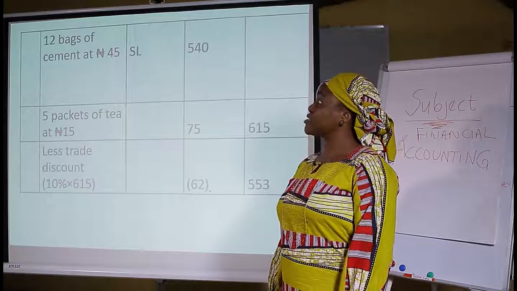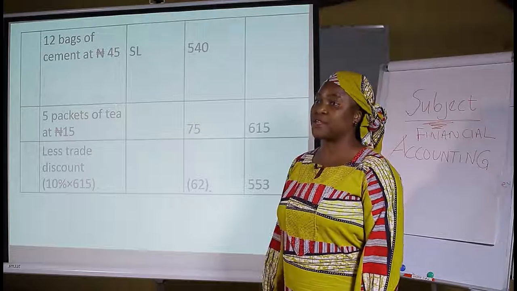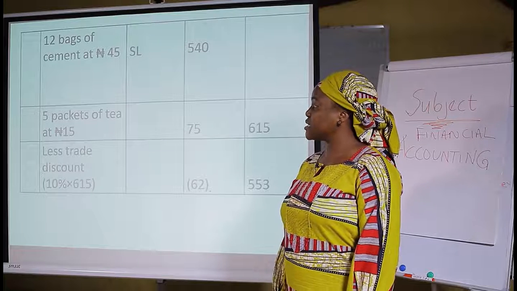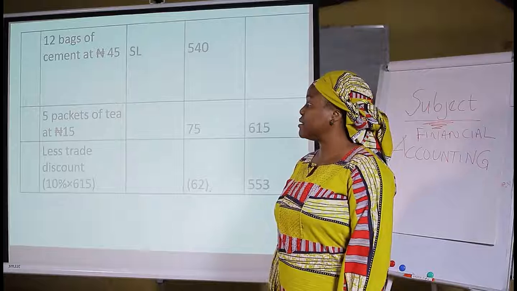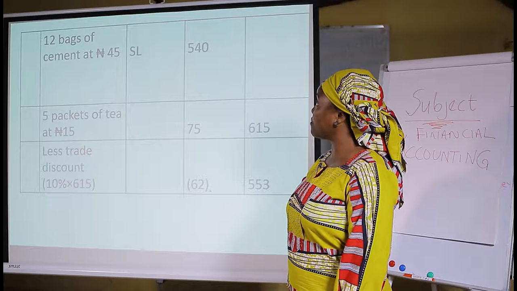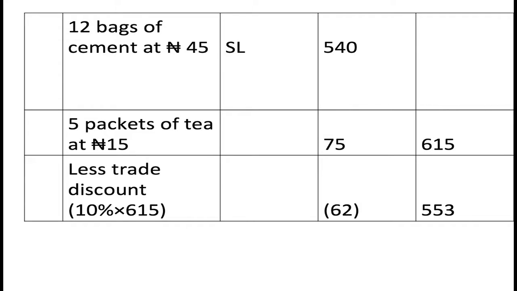Shola Limited purchased 12 bags of cement at 45 naira. 12 times 45 will give us 540 naira. 5 packets of tea at 15 naira. 5 times 15 will give us 75 naira. When you sum up 540 plus 75 naira, you have 615 naira.